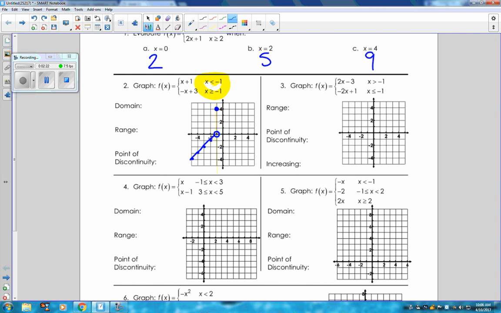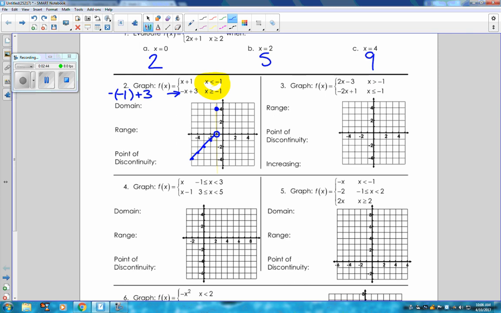How we got 4? Yeah, I used the second equation. Second equation is this one. So I'm going to plug in -1 for x. So I'm going to have a negative, -1, plus 3. Negative times negative is a positive. Positive 1 plus 3 is 4.